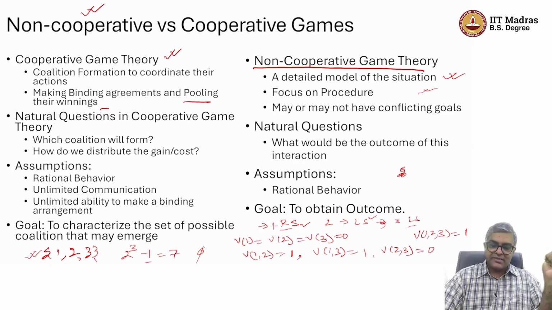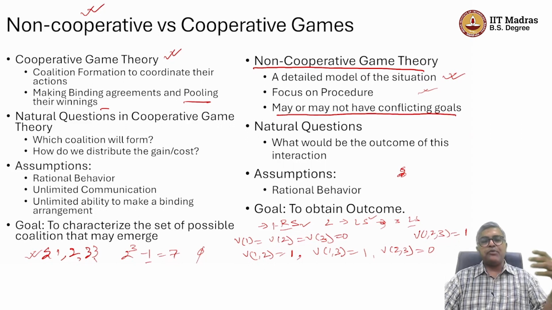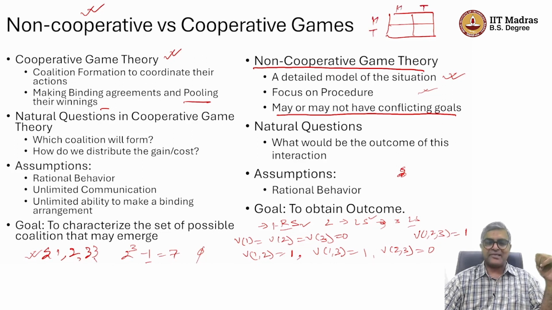I want to emphasize that the name non-cooperative is a little wrong, in the sense that it gives the impression that players are not cooperating with one another, that they are in a conflicting situation. That's not the case. In non-cooperative game theory, we may or may not have conflicting goals. It's possible to have a non-cooperative game with two players. Let me give you an example. They both have a coin. They can either show the head side or the tail side.